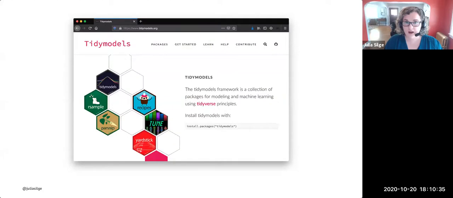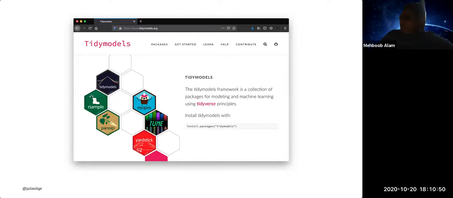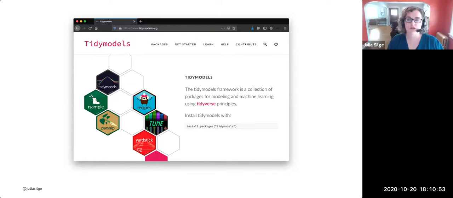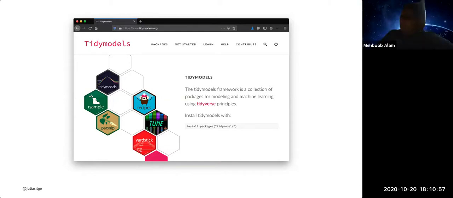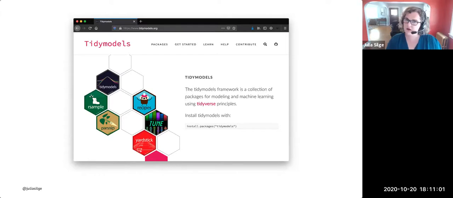So I work on an open source framework in R called Tidy Models that is built for modeling and machine learning. And a lot of the examples that I am going to be showing today use Tidy Models code. Some of the specific goals of Tidy Models are to provide a consistent and flexible framework for real-world modeling practitioners, whether they're someone who is just starting out with modeling or someone who's a very experienced machine learning practitioner.